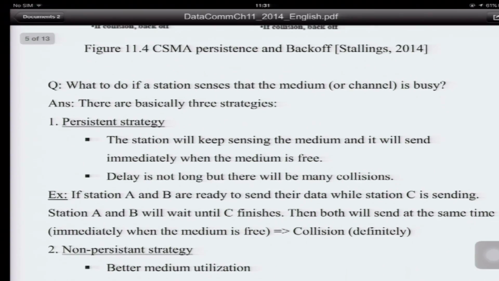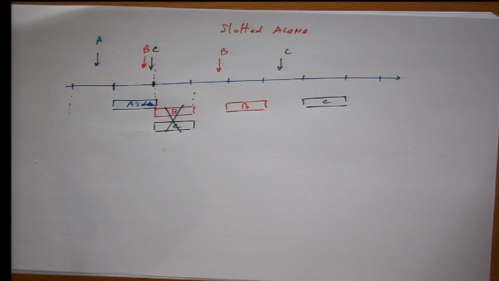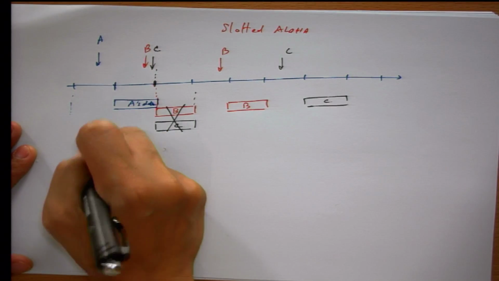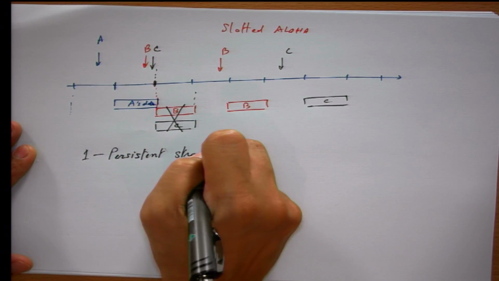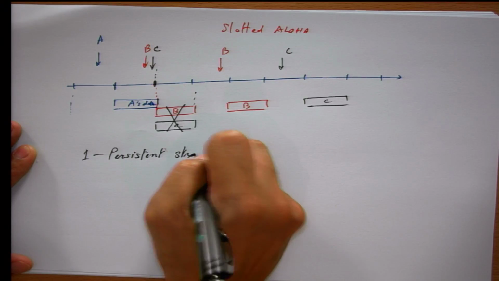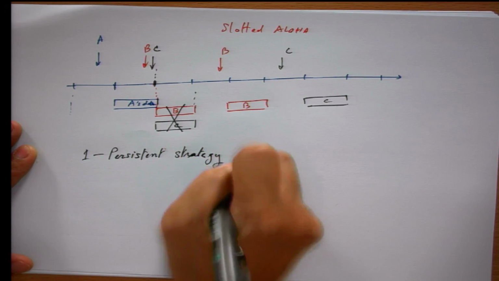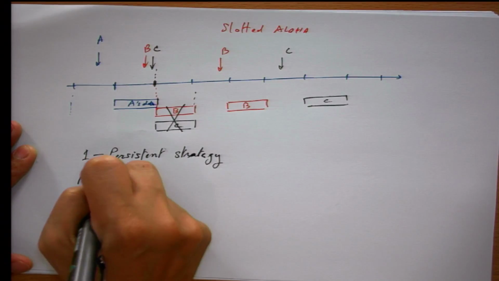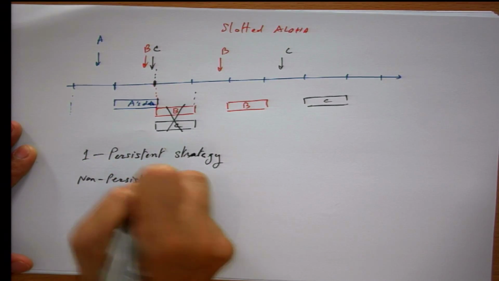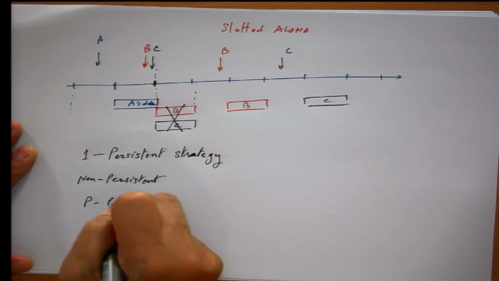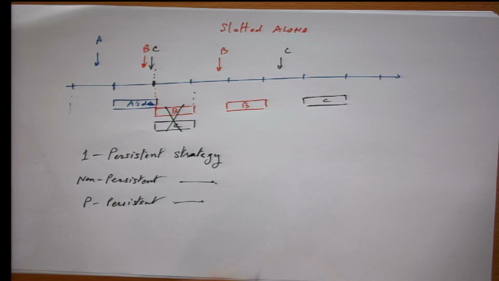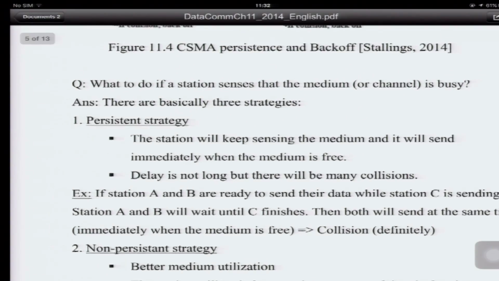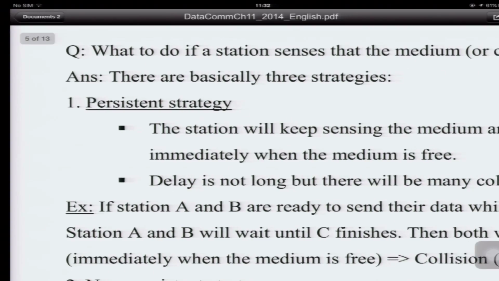So this should be the one persistent strategy, and then non-persistent, and then P-persistent. This is a typo here. It should be one persistent.